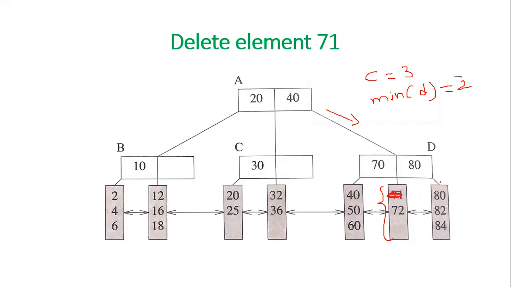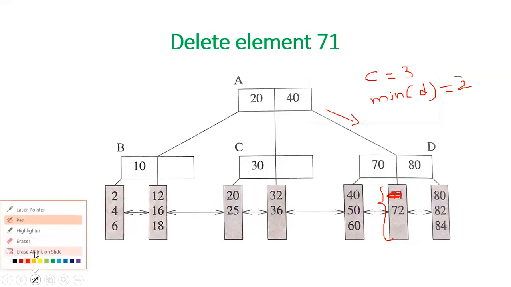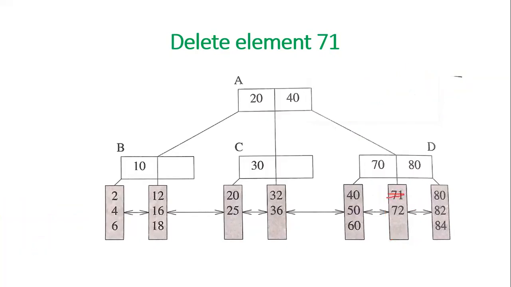Let us assume that we are borrowing from the right sibling. We can borrow either only from the left sibling or from the right sibling. So when you borrow from the right sibling, we perform left rotation. When you perform left rotation, this 80 will come here. If 80 is moved here, then this 80 is just a key. No more is this 80 available here.